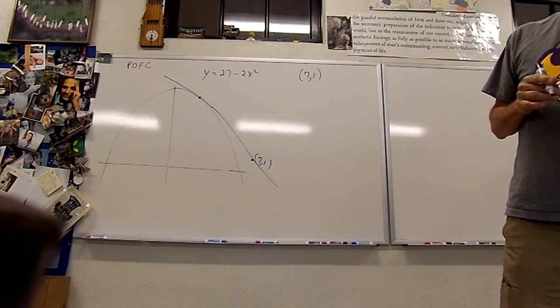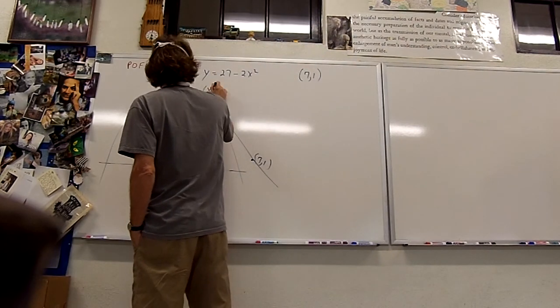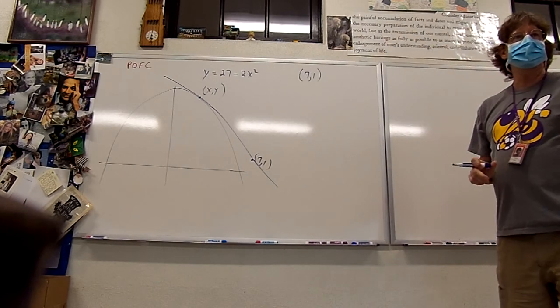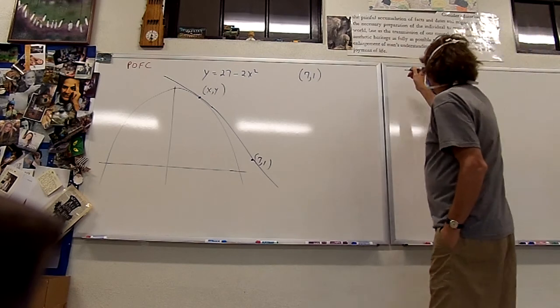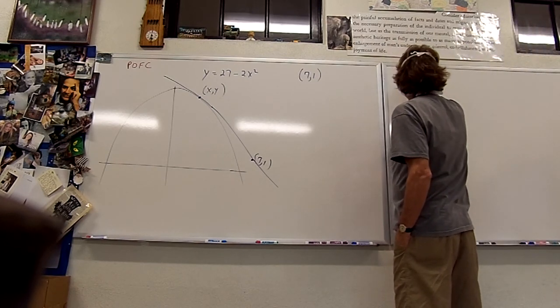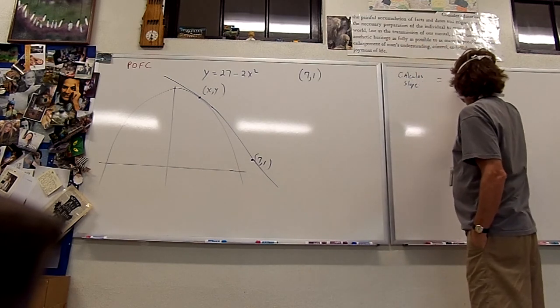The key to working this is to set two things equal to each other. What are we going to set equal to each other? The blank slope to the blank slope. The calculus slope equals the algebra slope.